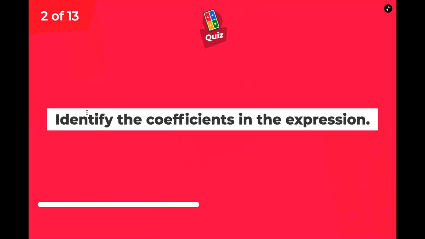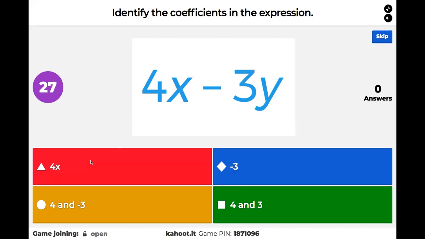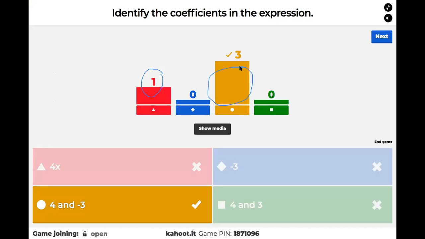Okay, let's go. Identify the coefficients in the expression. Okay, is it 4x? Is it -3? Is it 4 and -3? Or is it 4 and 3? So the coefficients are the numbers in front. And when there's a minus, we want to include that. Yay, I got it. Yeah, so 4x would be the first term.